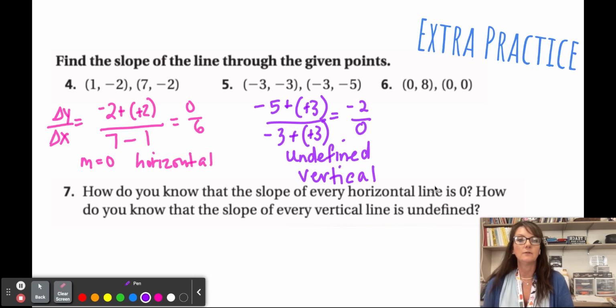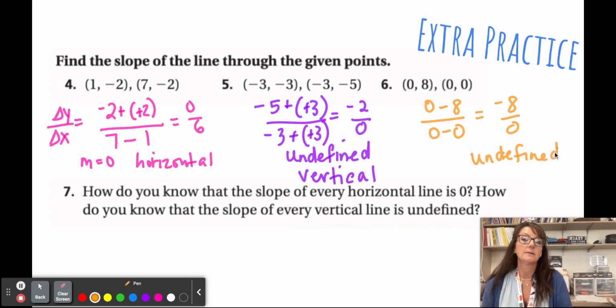From the summary on the first page. Okay. And then finally, change in y, 0 minus 8 over 0 minus 0, which we know is going to be another undefined. Negative 8 over 0, undefined. Because it is vertical, because all vertical lines are undefined.